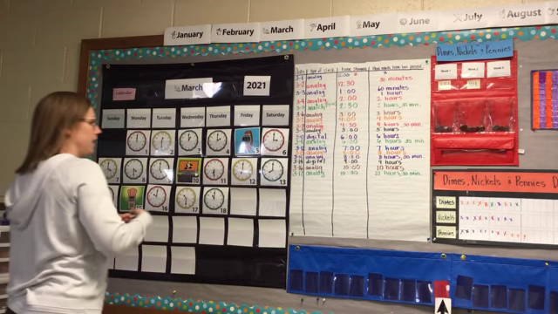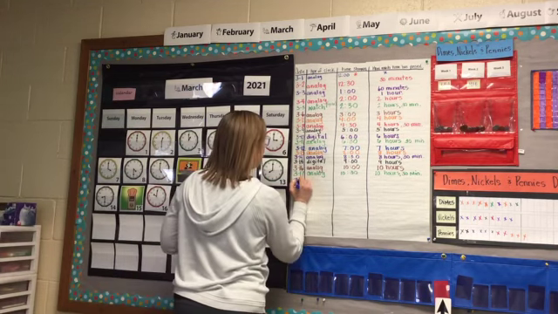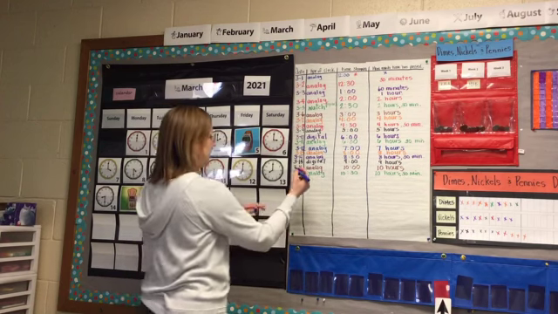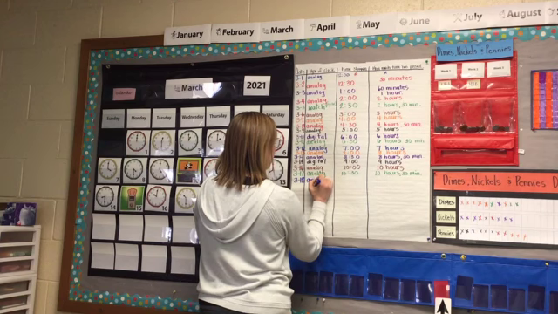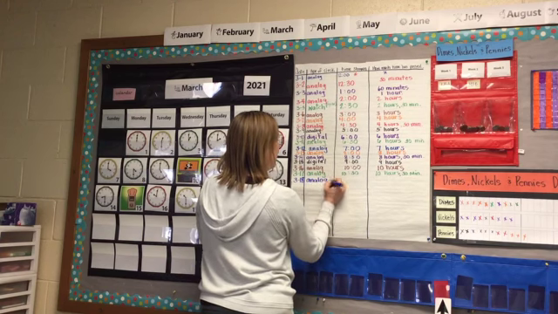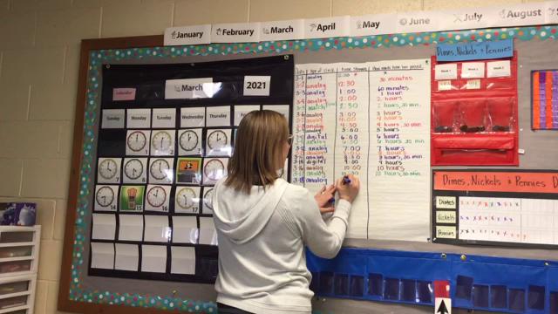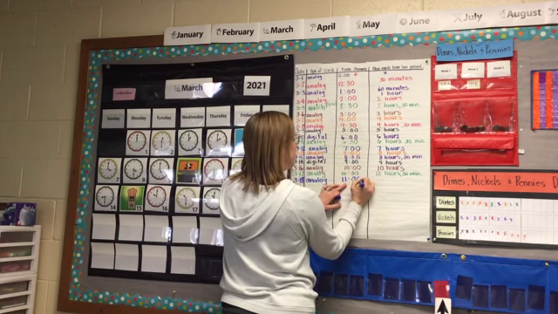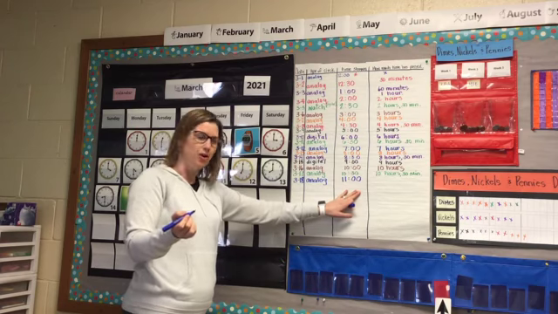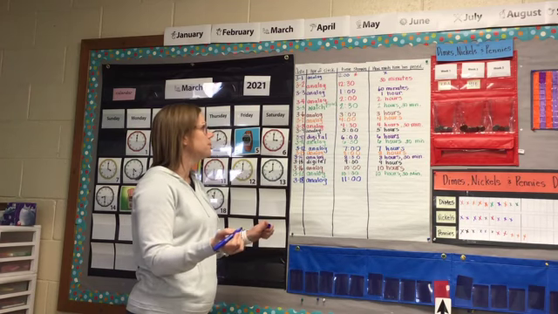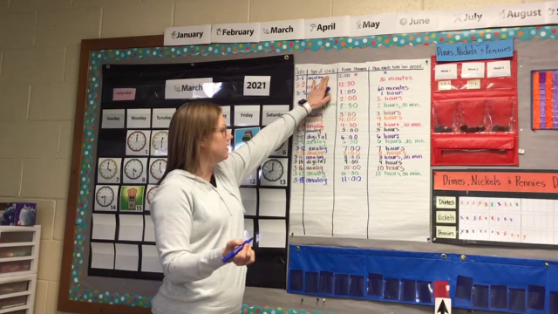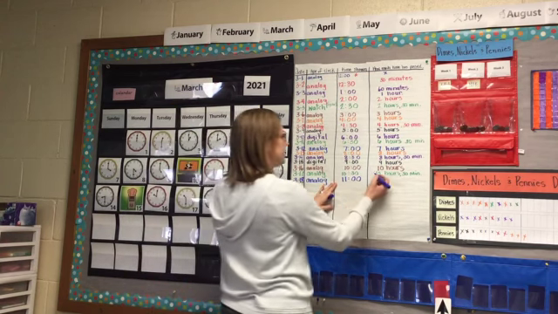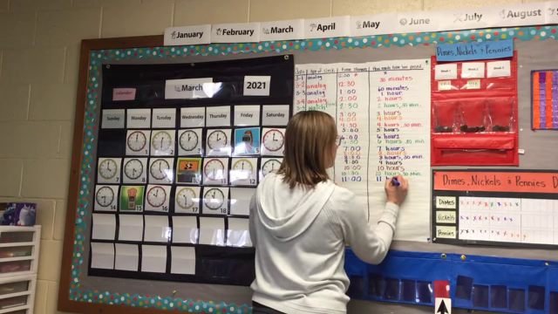So let's write that down. 3-18, so March 18th, we have an analog clock. And our time is 11 o'clock. So my hour comes first, and then my minutes, which are 0 or o'clock. From 12 o'clock all the way around to 11 o'clock is exactly 11 hours.